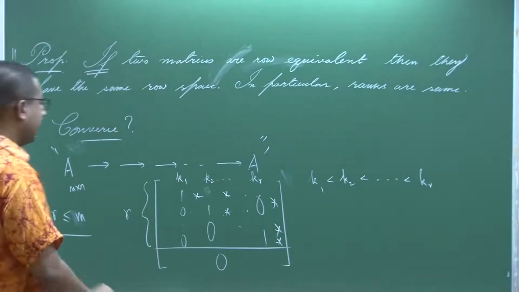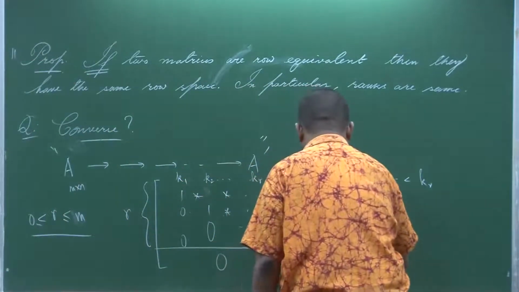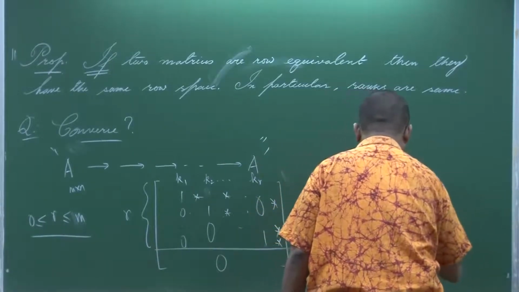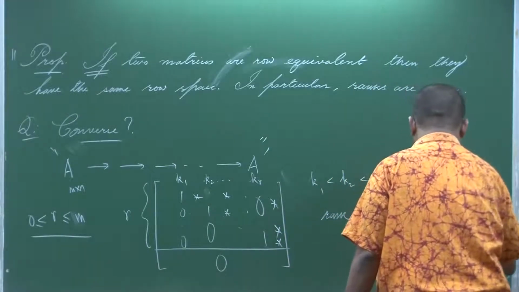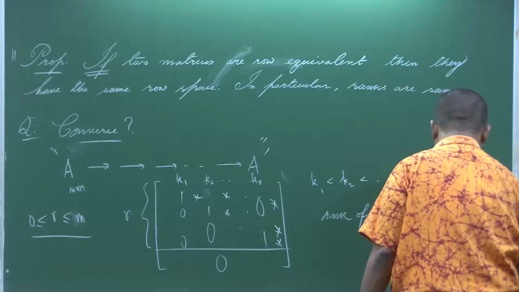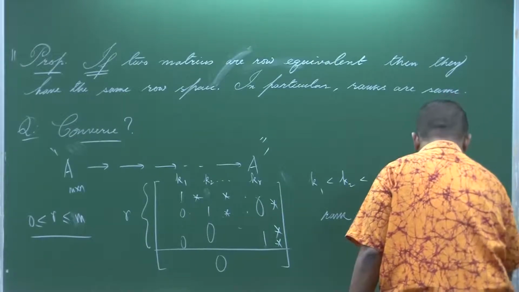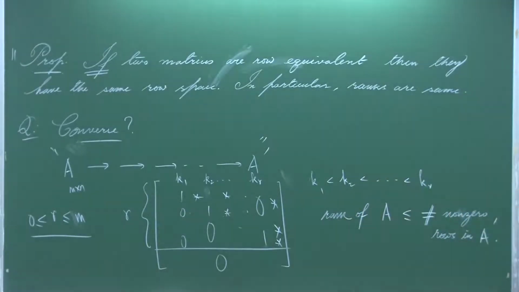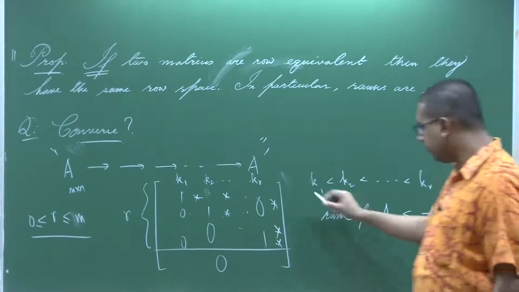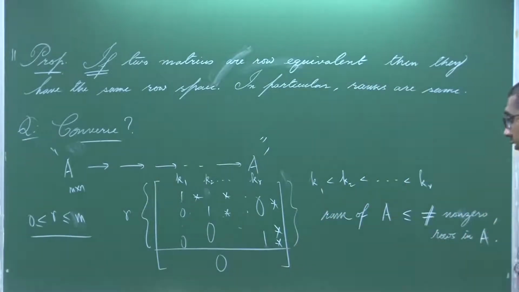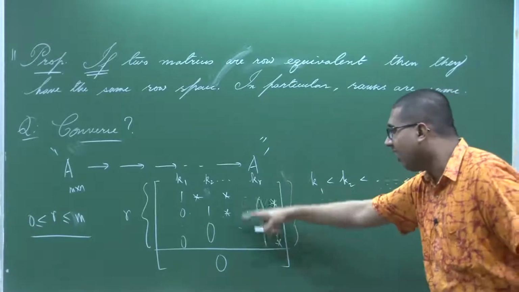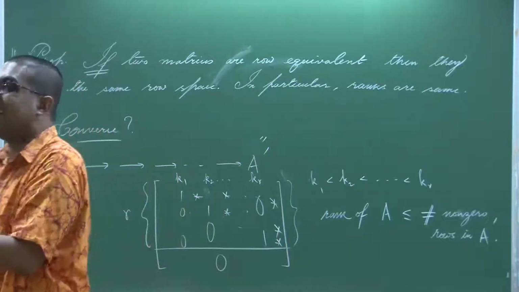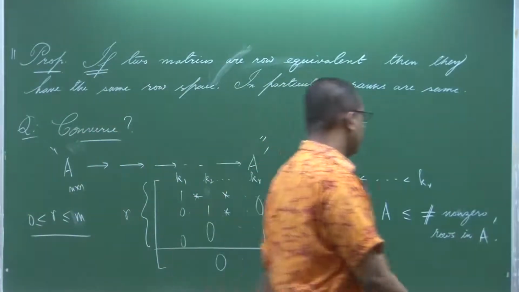So one thing is clear: the rank of A is less or equal to the number of non-zero rows in A prime. Next, are these R vectors linearly independent? If so, then we will see the rank is exactly R. That is now very easy to see.